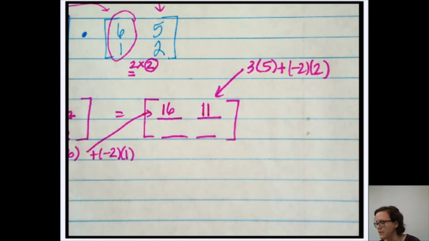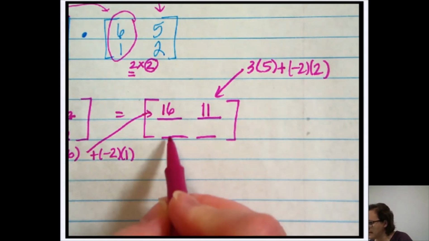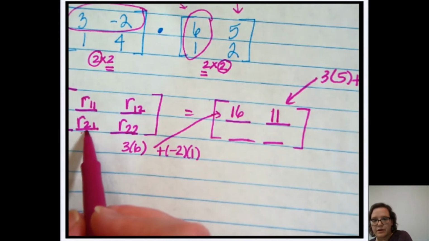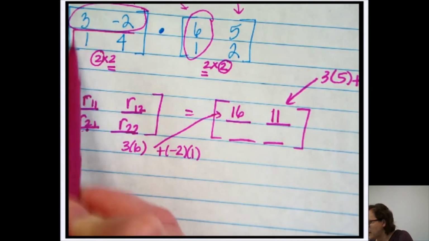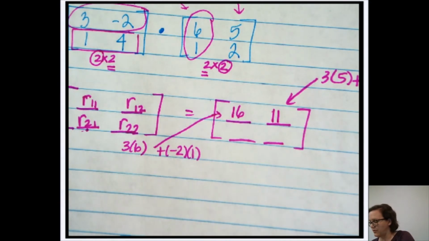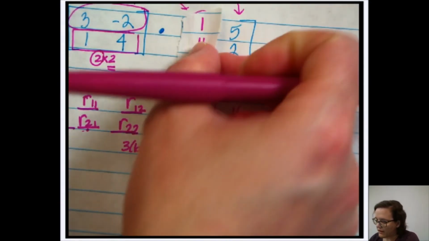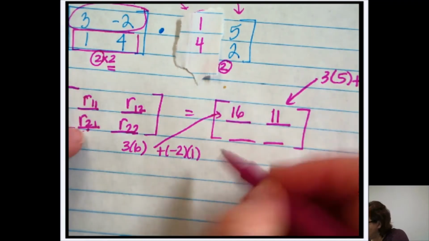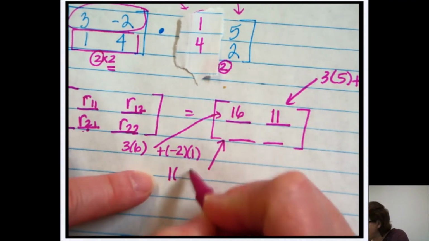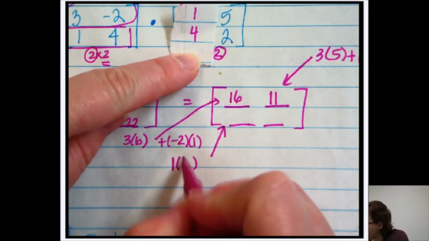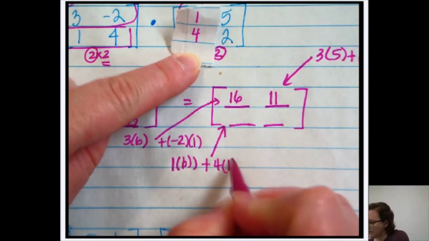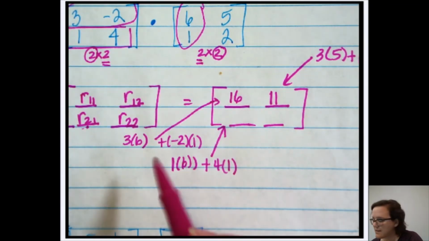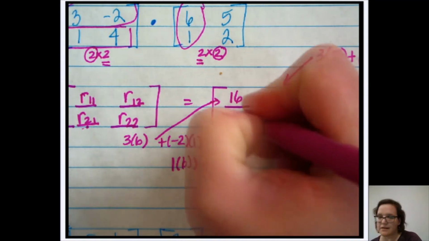Okay. Now we do that again with that second row. Okay, and so this is telling me to take, if we're trying to find R21, second row, first column. Okay, so now instead of taking the 3, -2, I'm now taking 1, 4 and laying it on top of those. Okay, so I'm taking 1, 4 and laying it on top of that first row. So I'm going to have 1 times the 6, okay, plus 4 times the 1. Okay. So I get 6 plus 4, which is 10.